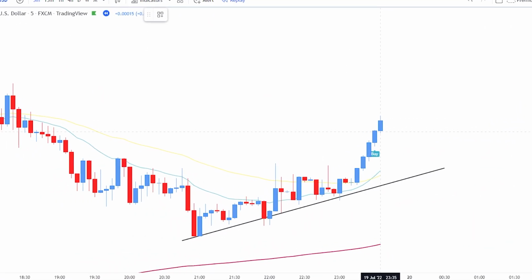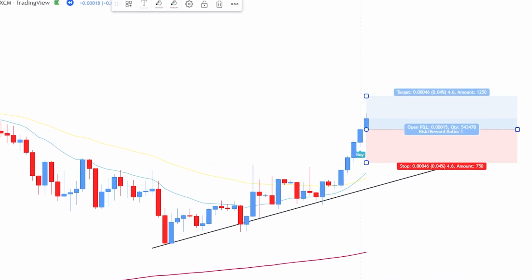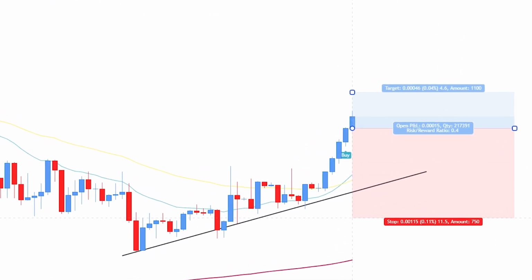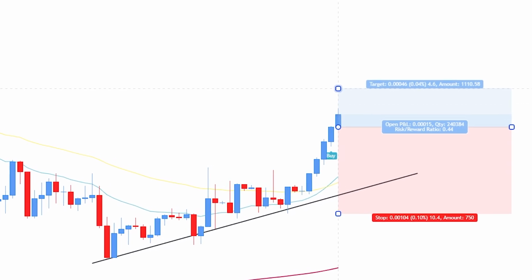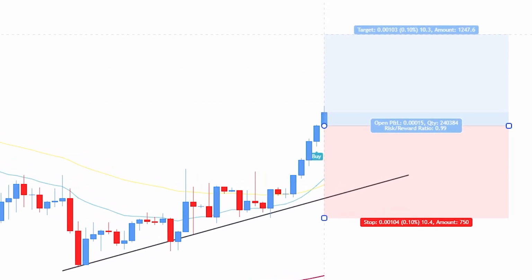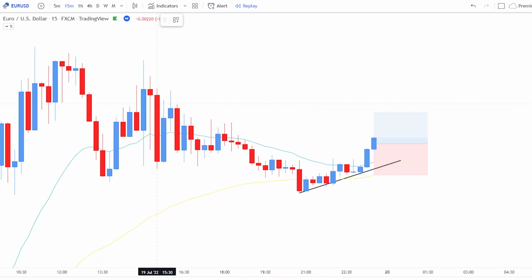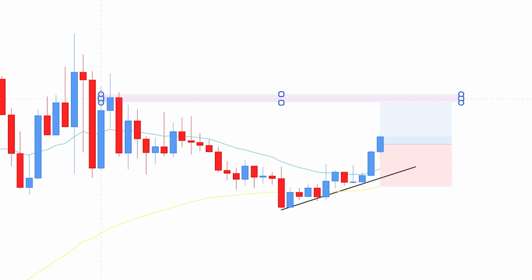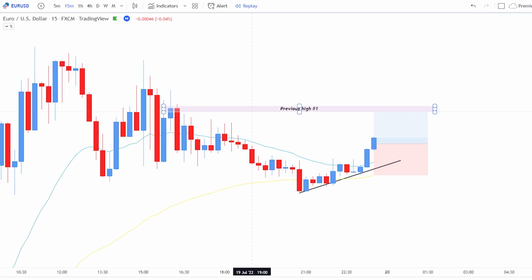So now we would only enter on the opening of this candlestick, setting a stop loss below these EMAs and targeting profit around this zone. And you're probably wondering why. Because if we take a look at the 15-minute time frame, we can see this previous high zone over here, meaning that the price could potentially retest the zone before it either turns around or continues to move towards an upside.